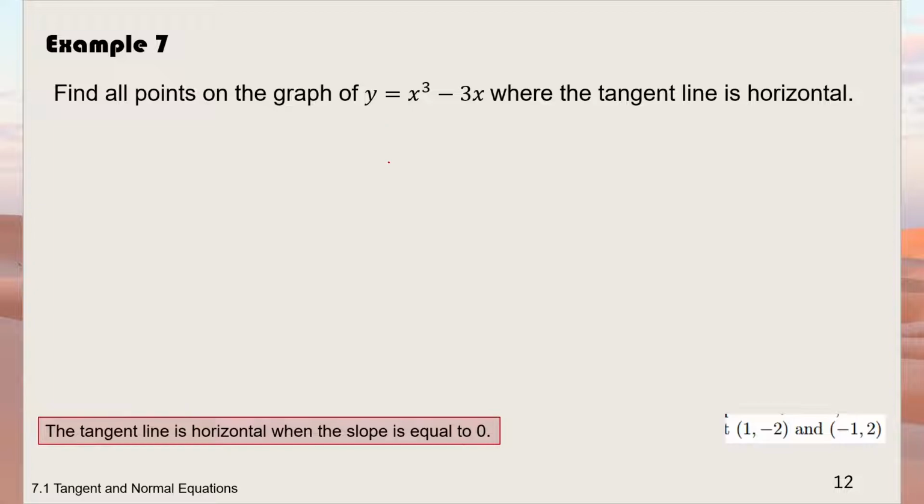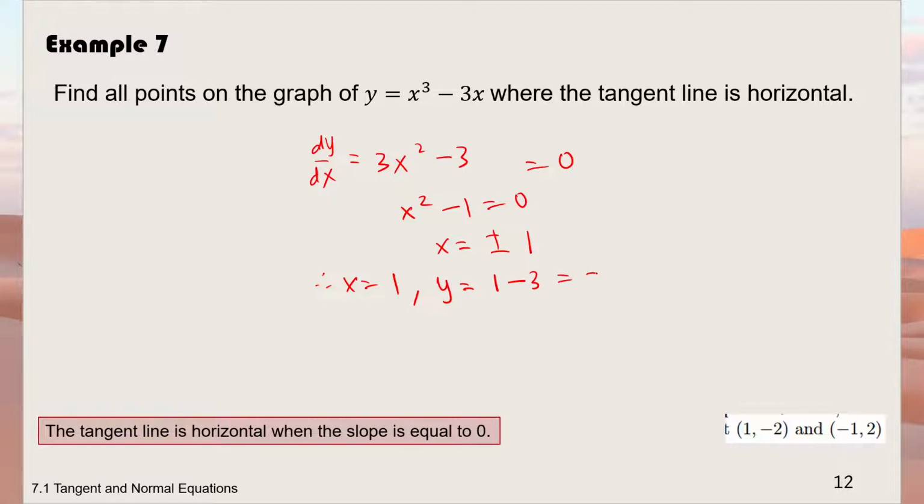So now what we do is find dy/dx equals 3x squared minus 3, and because the tangent is horizontal, it equals 0, so x squared minus 1 equals 0. My x actually is plus minus 1. When my x equals 1, remember y equals 1 minus 3, so it's negative 2. When my x equals negative 1, my y actually is negative 1 plus 3 equals 2. So my points are (1, negative 2) and (negative 1, 2).